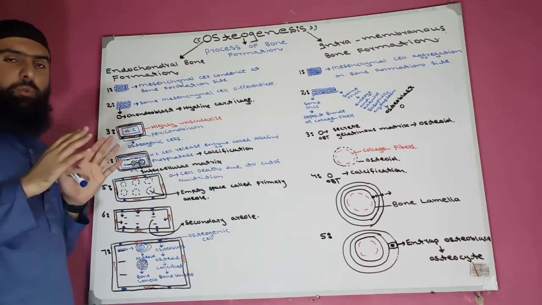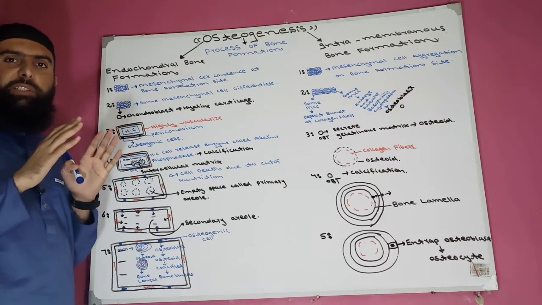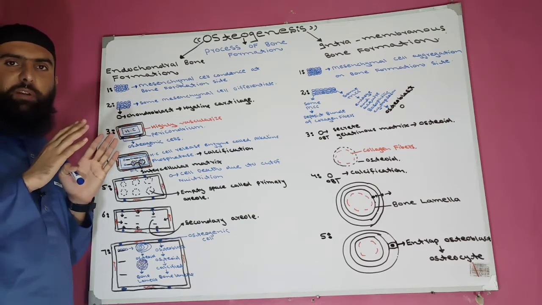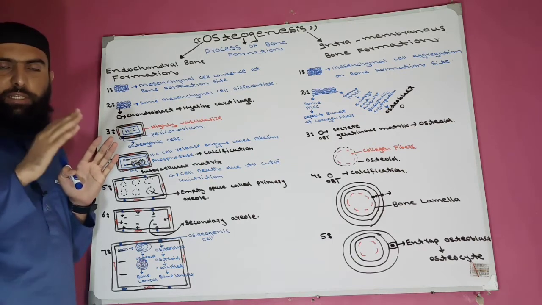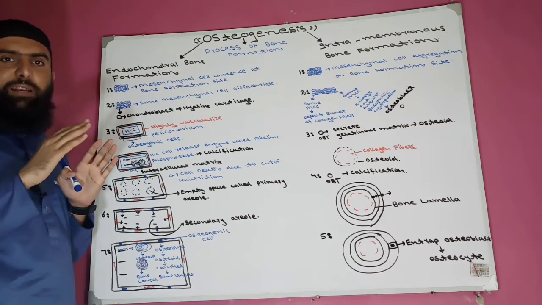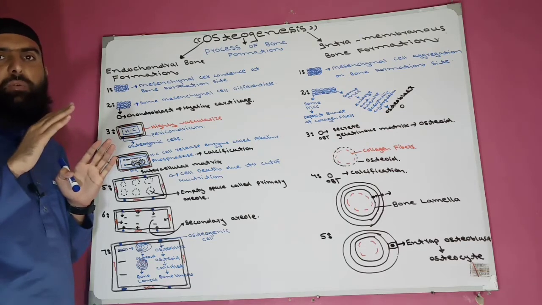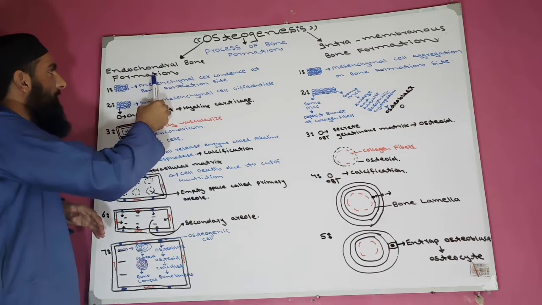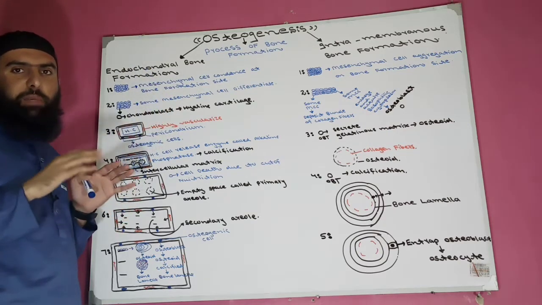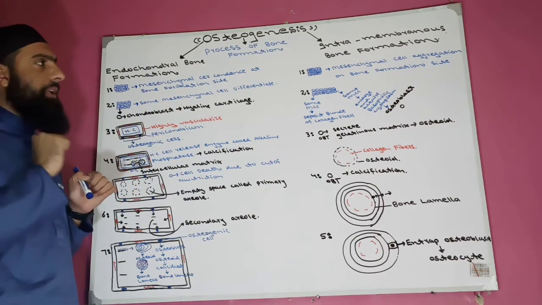Now, in endochondral bone formation, first the bone formation starts from mesenchymal cell, then hyaline cartilage is produced, then hyaline cartilage changes into bone. This is endochondral bone formation. It means bone formation takes place from hyaline cartilage.